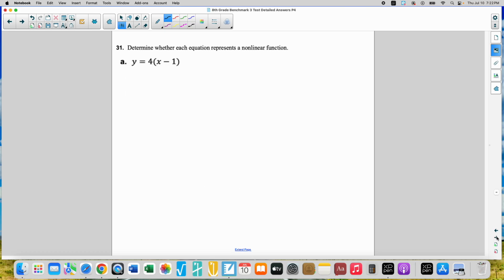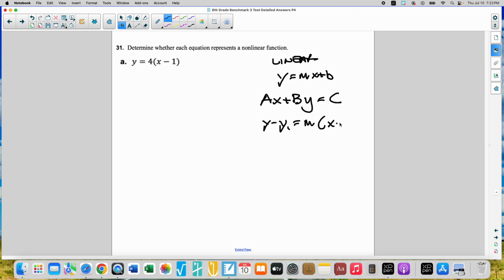Number 31, determine whether each equation represents a nonlinear function. So when we look at functions, or when we look at things that are linear compared to things that are nonlinear, linear make a line, and they have to be in sort of one of these forms. It can be different, but they all end up being something similar to this. And linear equations have a constant slope. So that's the important thing, is each one of them has a slope.